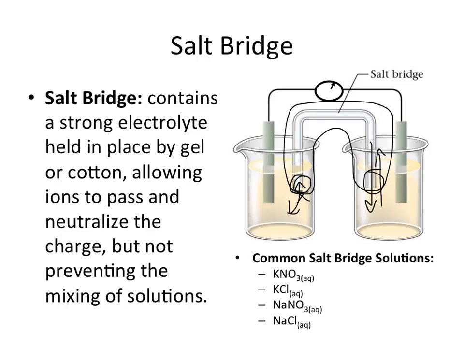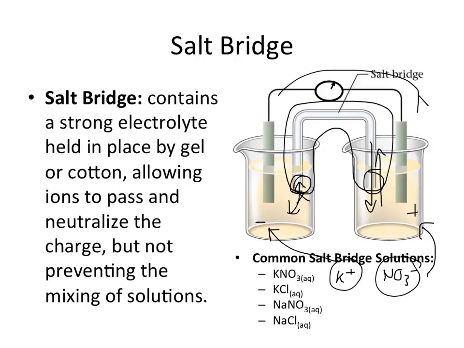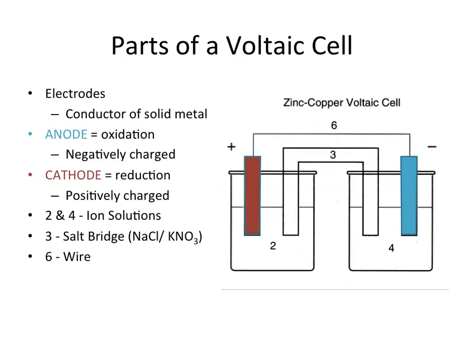In this salt bridge, we usually use things like potassium nitrate, which would form K plus and NO3 minus. So the side that would become positive from this movement of electrons, the nitrate would move into that side and try to neutralize that charge, and if the side becomes negative, the potassium ion would go in there and try to neutralize that charge. Therefore, this reaction can keep going, and electrons can keep moving from one side to the other. So these are the parts of our voltaic or galvanic cell.